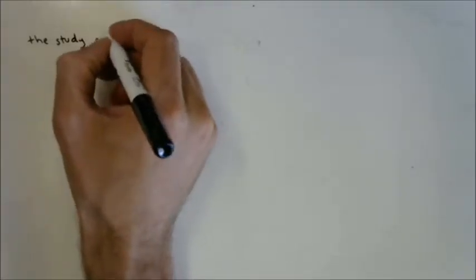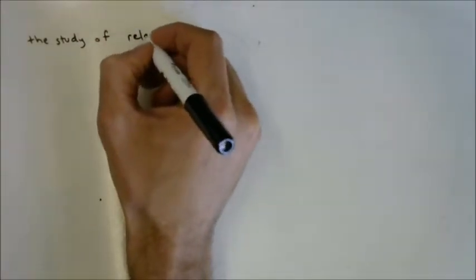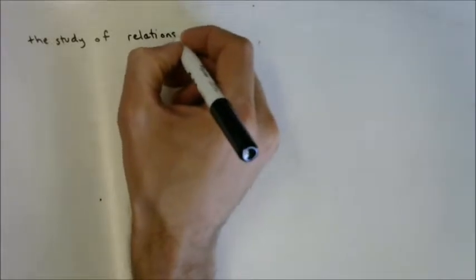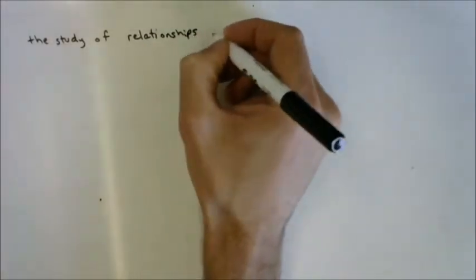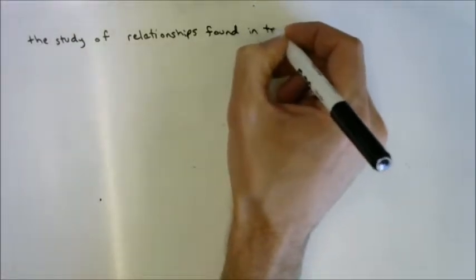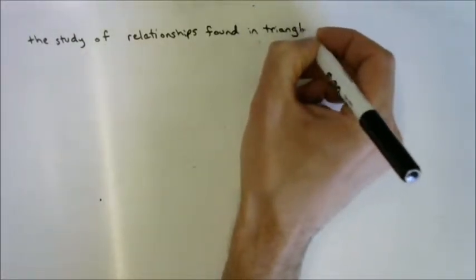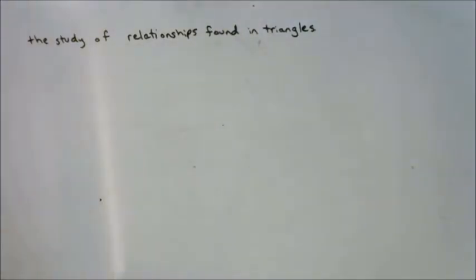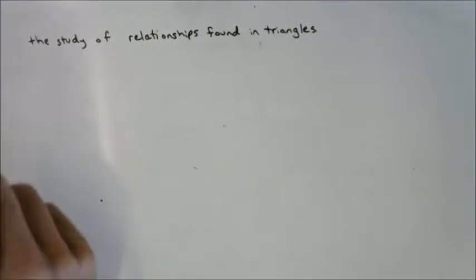So trigonometry is the study of relationships found in triangles. So relationships, well, the relationships between sides, the relationships between angles, the relationships between sides and angles, all those sorts of things are going to come into play.